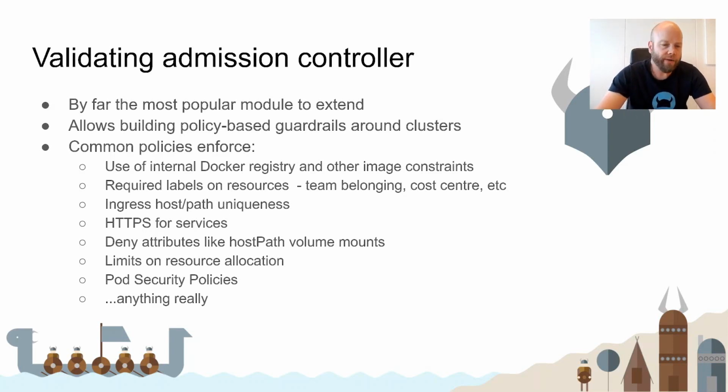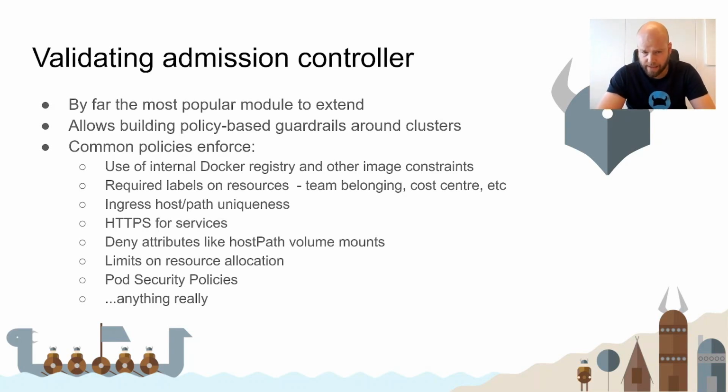Enforcing things like ingress host or path uniqueness is another common policy. And it's an interesting one because it's a policy that also requires data from Kubernetes to be loaded in beforehand. So we need to actually have some data provided on the current state of the cluster in order to know whether we can deploy something or not. We cannot just look at the incoming request, but we also need knowledge of what's already there.